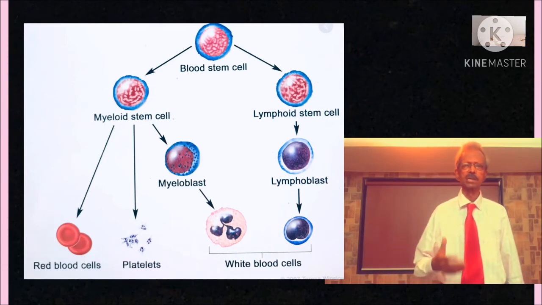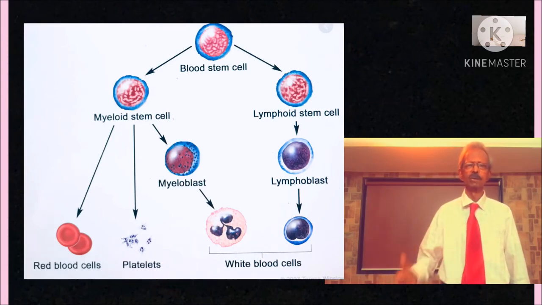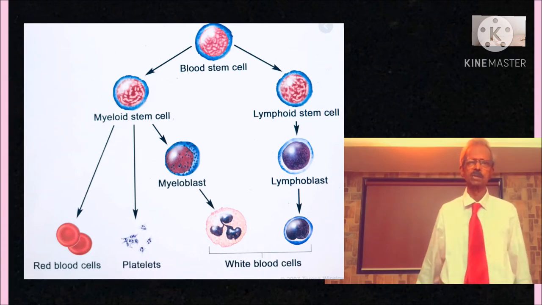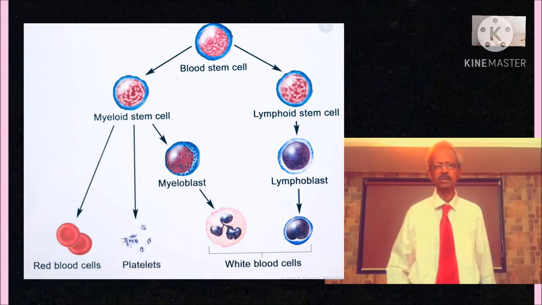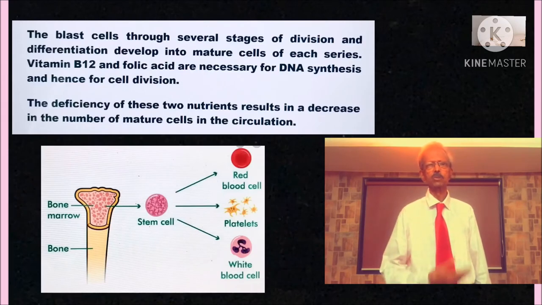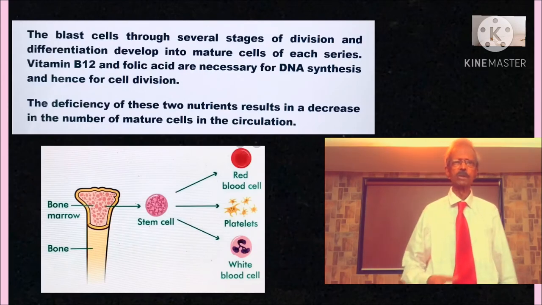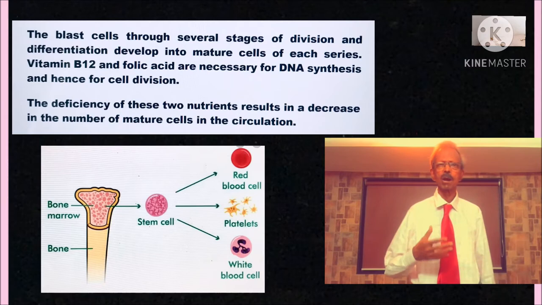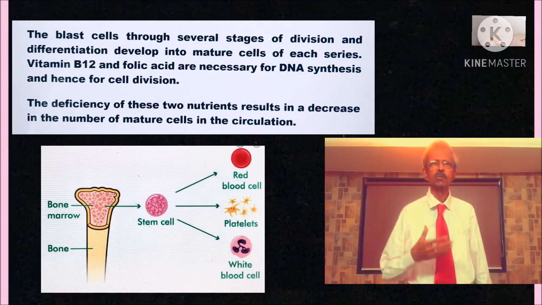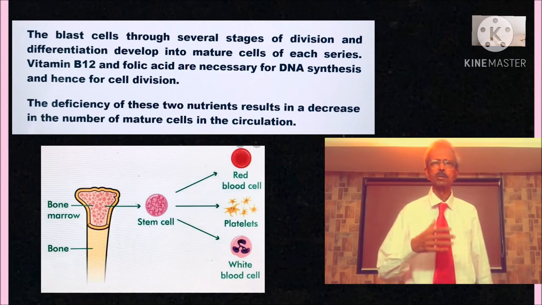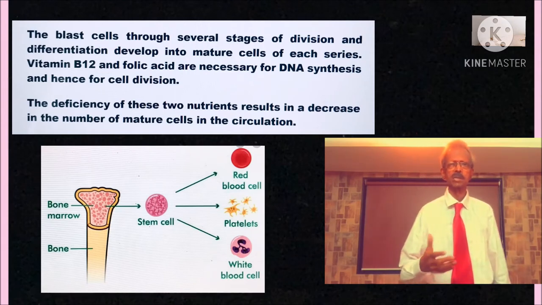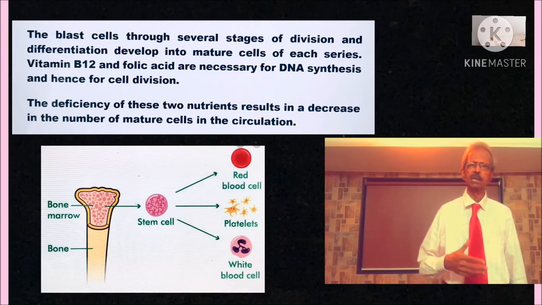The blast cells through several stages of division and differentiation then develop into mature cells of each series. Vitamin B12 and folic acid are necessary for DNA synthesis and hence for cell division. Hence, the deficiency of these two vitamins results in a decrease in the number of mature cells in the circulation.